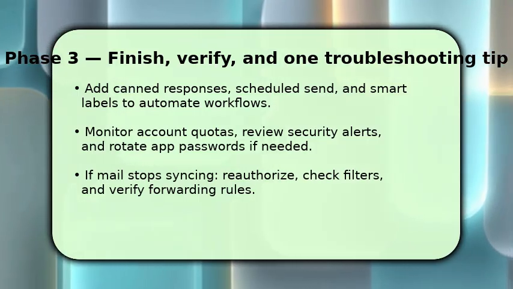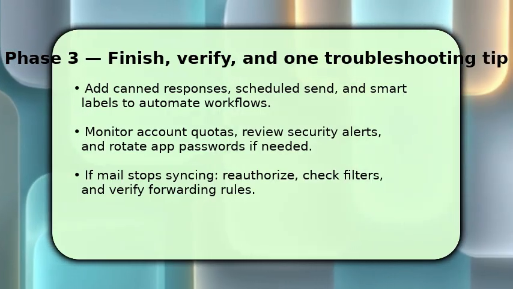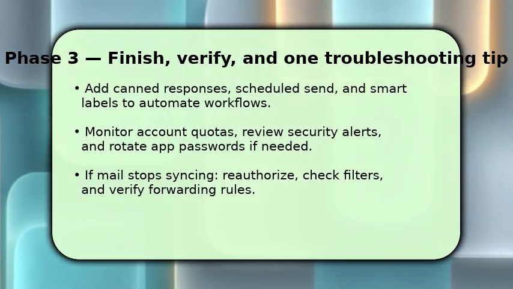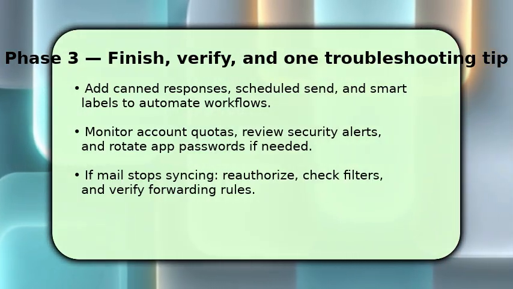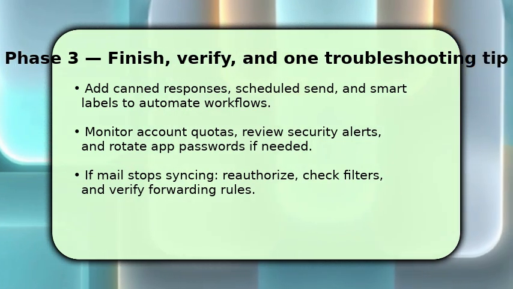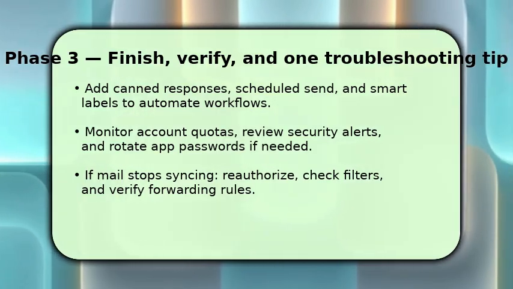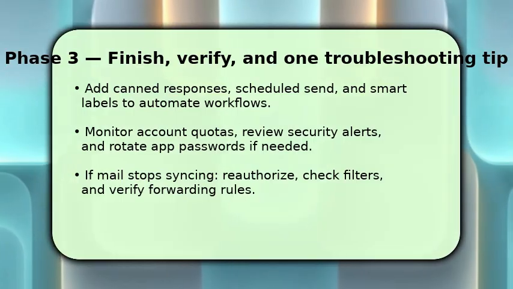Check recent activity, review connected apps, and rotate app-specific passwords where required. Once stable, backup important mail to Google Takeout or a local archive. If something breaks, reauthorize accounts. Review filter logic and forwarding rules, and check two-step settings to resolve most sync or delivery issues quickly.